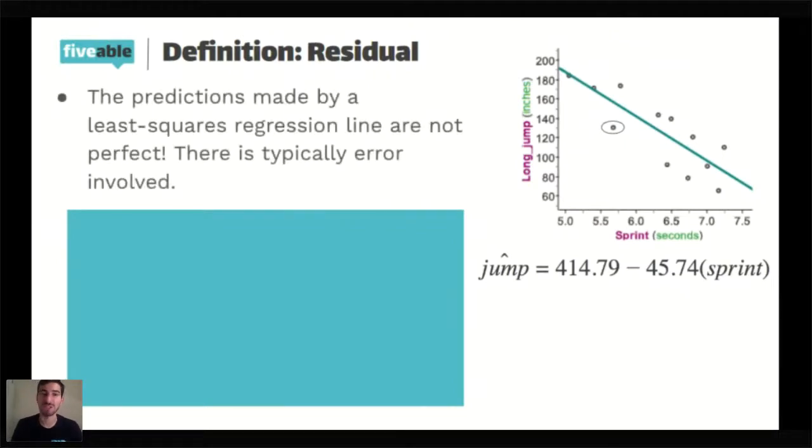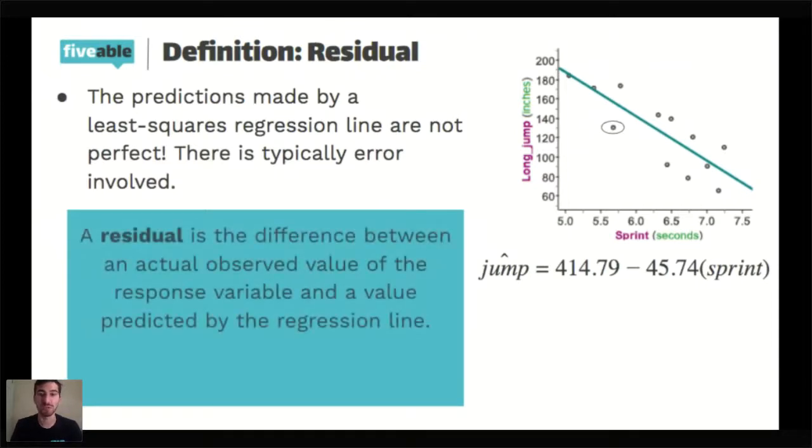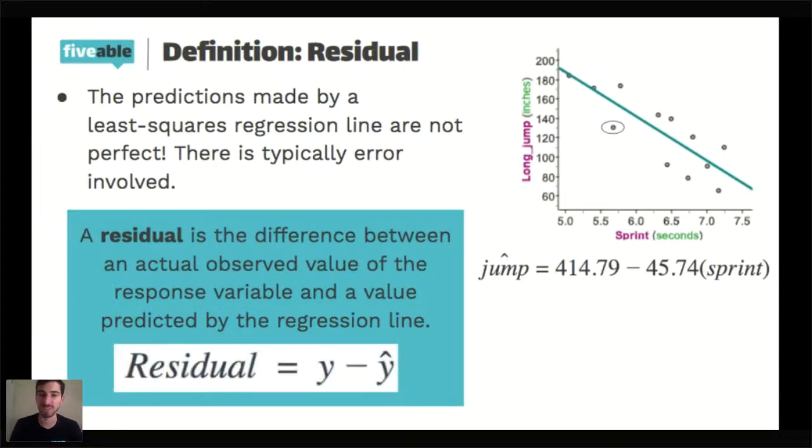Remember that predictions, when we make them, aren't always perfect. You can see the dots aren't all on the line. And so residuals measure the actual difference, that vertical distance between the dots and the line. And the formula for a residual is the actual value of y minus y hat.